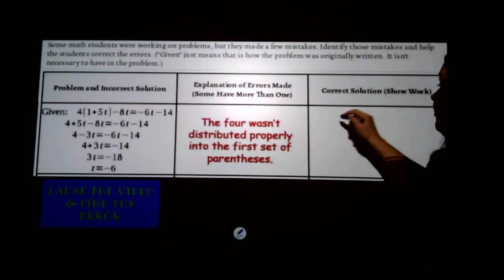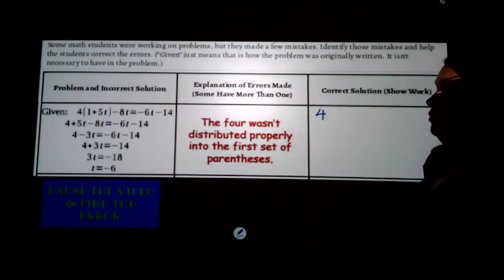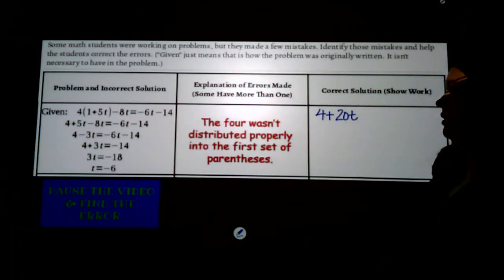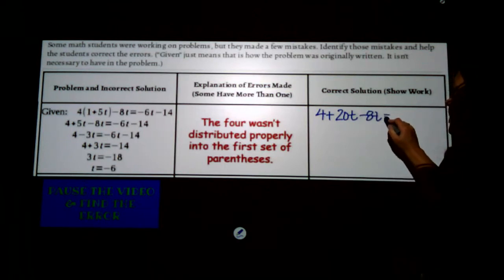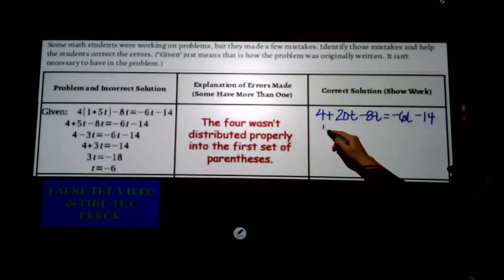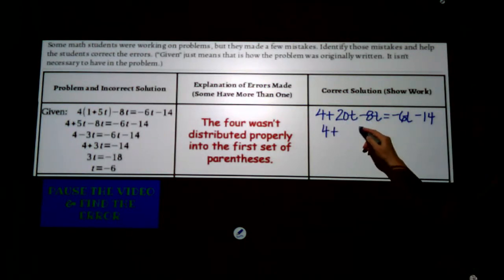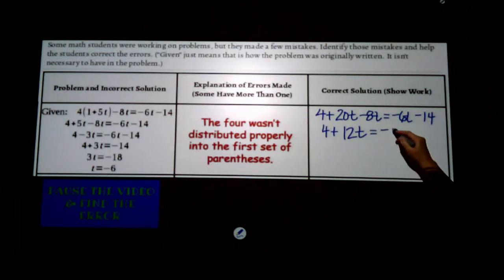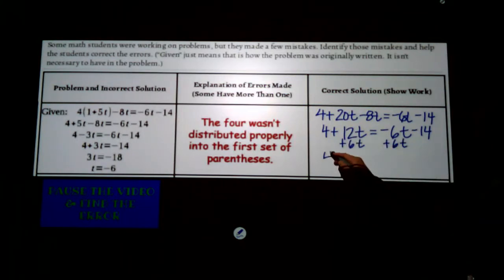So 4 times 1 is 4, plus 5 times 4 is 20t, minus 8t, equals negative 6t minus 14. I'm going to combine like terms. So 4 plus 20 minus 8 is 12t. See how I like to make my t curve? And that's just a plus, so I can tell the difference. Negative 6t minus 14. And then I'm going to move my variable, so I'm going to add 6t. I'm going to start trying to write tinier. 4 plus 18t equals negative 14.